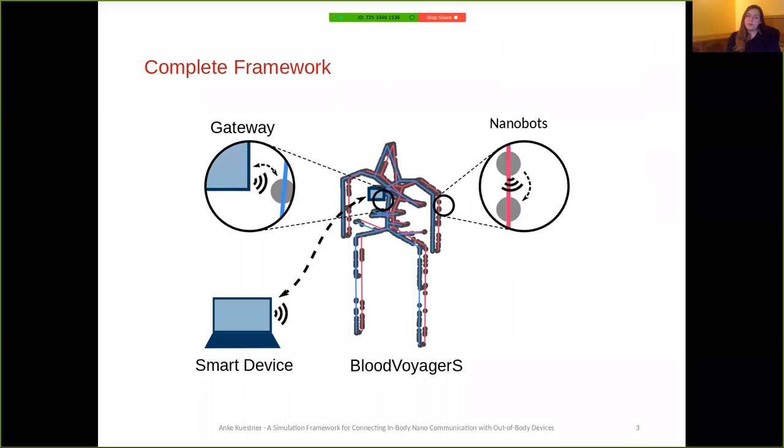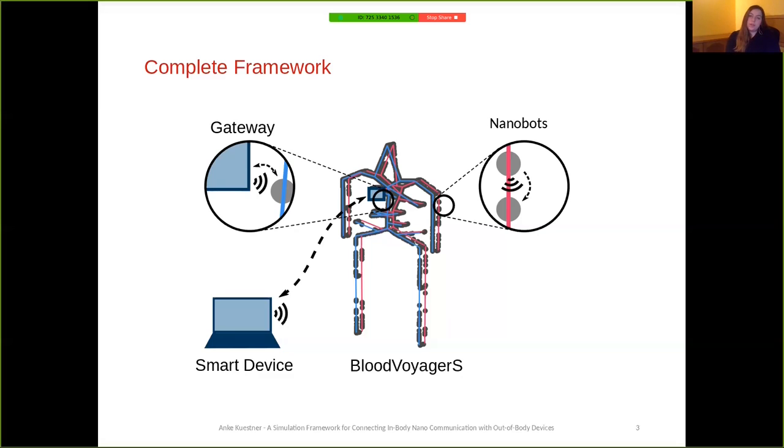Here you can see the whole framework. It consists of 4 parts, and BloodVoyagerS is one of them. The other 3 parts are communication paradigms, and 2 of them are implemented in an abstract way, which can later be exchanged by a more realistic paradigm. The connection that was implemented realistic is the connection between smart device and gateway. This connection uses the wireless personal area network standard, which has also an implementation in NS3. On top of this connection, we build an application layer to be able to address nanobots.